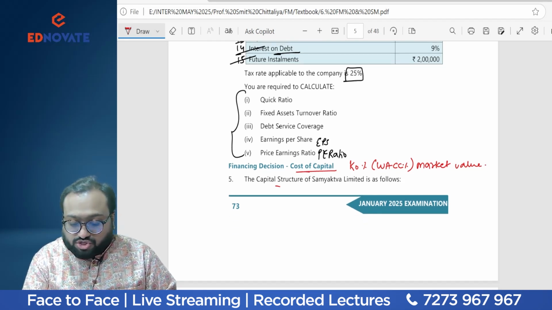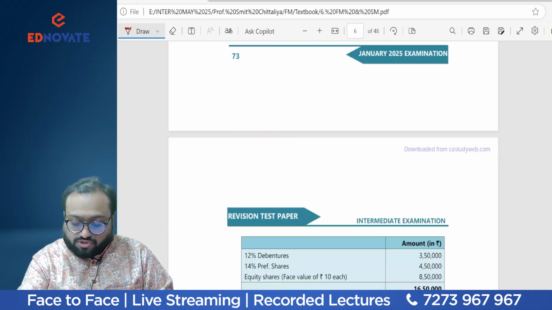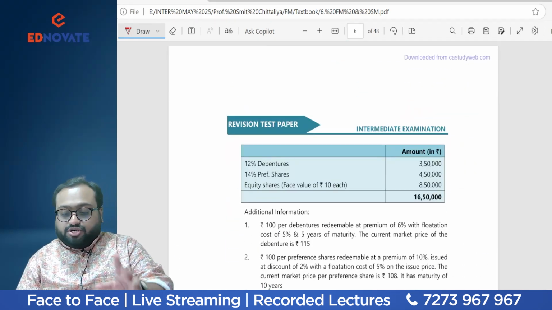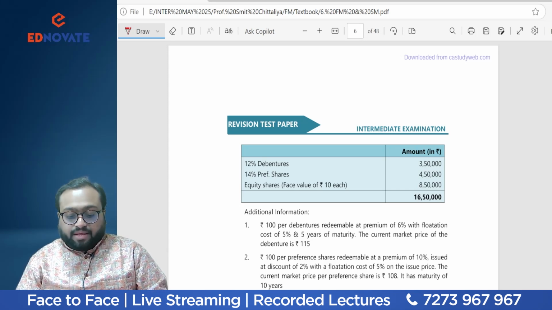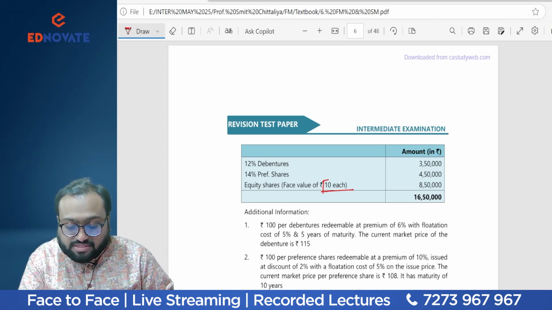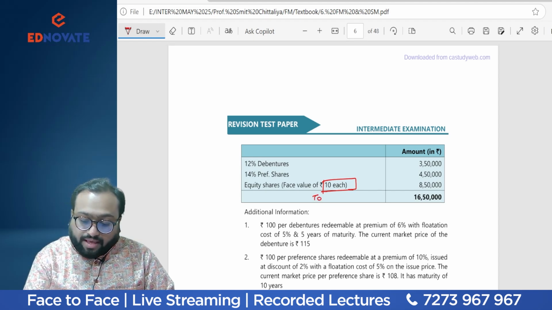The capital structure of SAM Limited is as follows. There are 12% debentures of 3,50,000, 14% preference shares of 4,50,000, and equity shares of face value rupees 10 each. So 8,50,000 is my equity share capital, and the total capital employed in the business is 16,50,000.